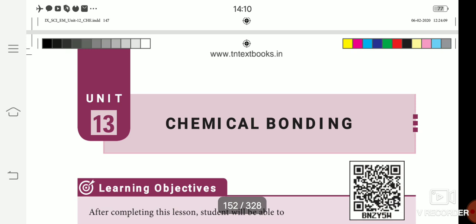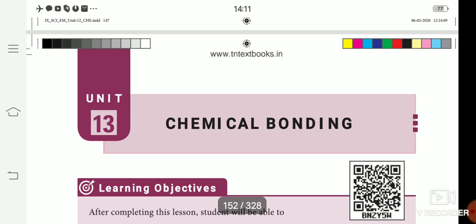Then in the covalent bond, one pair of electrons and two pairs of electrons, so the pair of electrons is shared between the atoms. Okay, sharing between the atoms, so this is called a covalent bond. So now we study about the coordinate covalent bond.